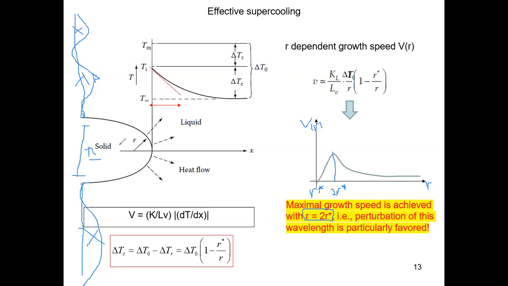And only a tip or a bump of roughly this size, which is 2 times the critical size of the nucleus, is going to grow fastest. It's going to overcome all of the other bumps and intrude very fast like this. Okay, so we call this a wavelength selection process.